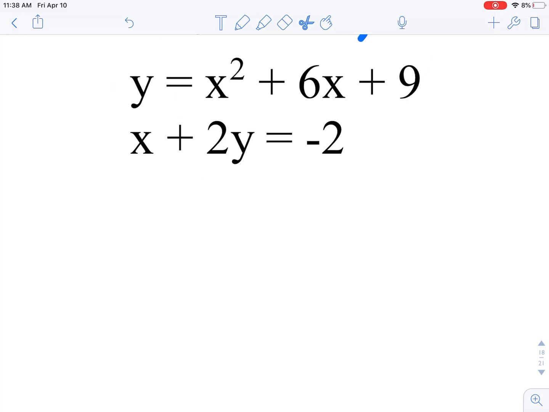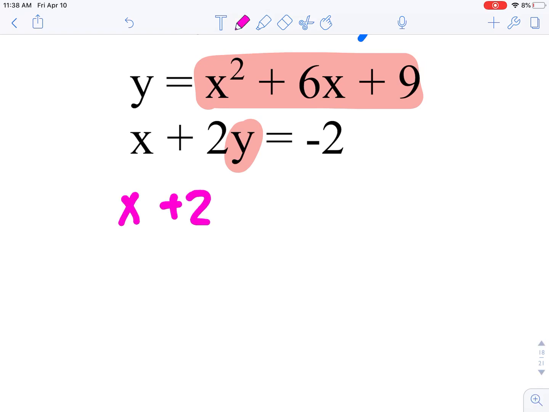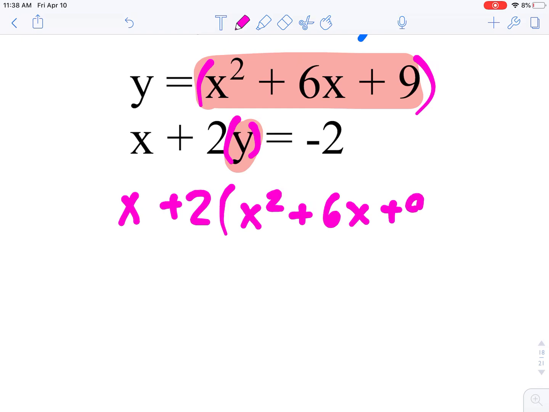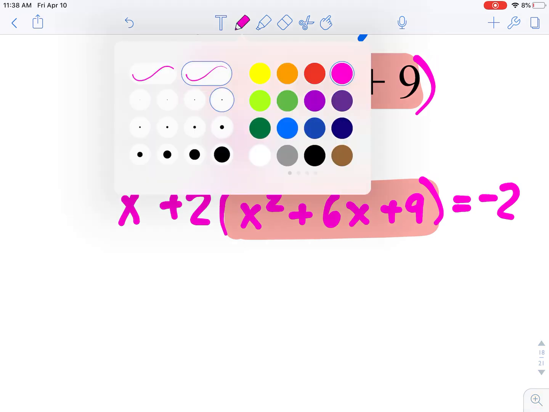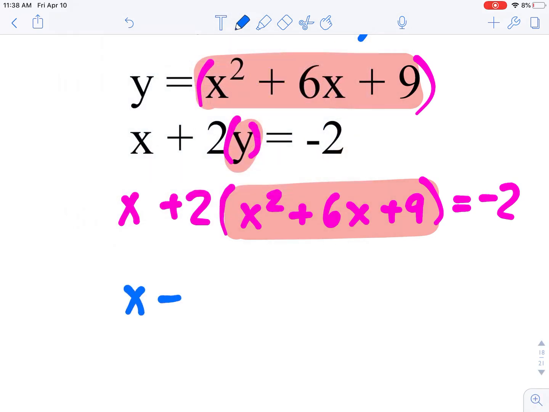This one is set up very nicely for substitution. So for substitution, if you see how this says y equals, we're going to replace it for the y in the other equation. So we'll have our x plus 2, but we're going to replace this y with our x squared plus 6x plus 9. So replacing this entire thing. And then from there, we're just going to continue solving.